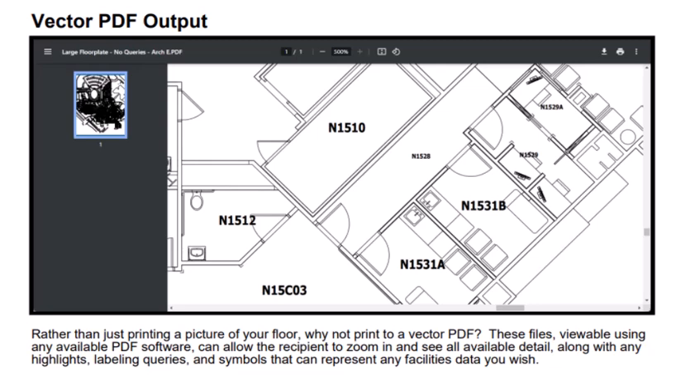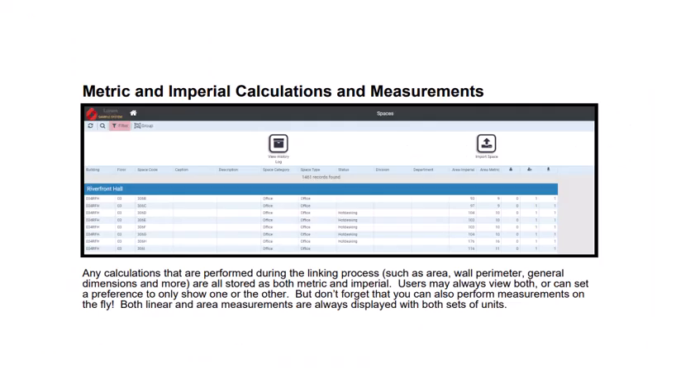Rather than just printing a picture of your floor, why not print to a vector PDF? These files, viewable using any available PDF software, can allow the recipient to zoom in and see all available detail, along with any highlights, labeling queries, and symbols that can represent any facility's data you wish.